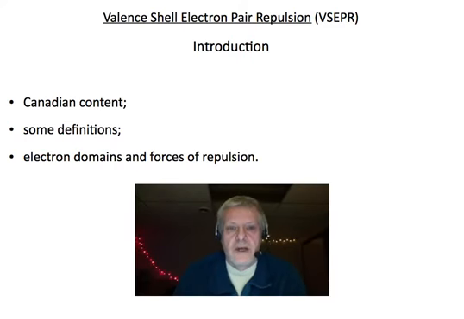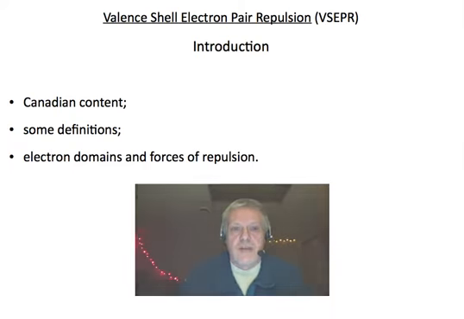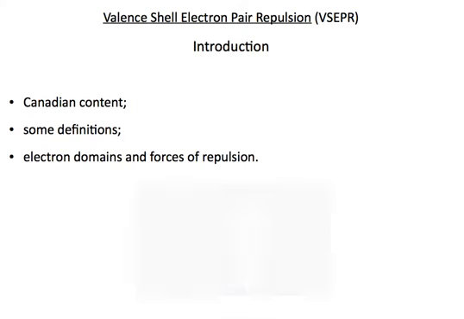This is the first video about valence shell electron pair repulsion theory, thankfully shortened to VSEPR. I'm just going to do a little bit of an introduction here, give you a bit of an idea about the Canadian content that surrounds this particular theory. I'll give you some definitions, so that's a good pause video moment once you've got through all the definitions. And then I'm going to talk about this very important notion of electron domains and how those electron domains establish differing strengths of forces of repulsion, and it's really how those repulsions establish different molecular geometries. So we might as well get started.